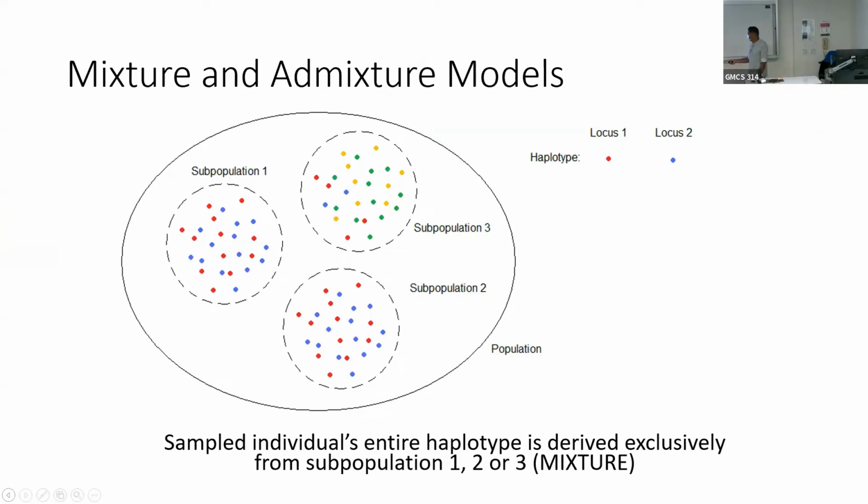I'm going to start with something called a mixture model. And here's a mixture model. What I'm assuming here is that if I sample a bunch of individuals, and let's say every individual, their genes are a combination of 2 copies, one from mom, one from dad. In this case, let's say there's a red one and a blue one. So what this model assumes is that all of this red and blue together can be exclusively derived from one subpopulation. That's it. So in other words, if I take any one individual that is red and blue, they have to exist within one population. They can't come from another population.